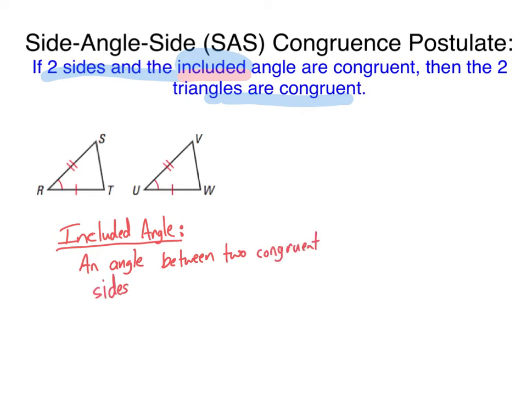So looking at our picture, notice angle R and angle U are between this side, which is congruent to this side, and this side, which is congruent to this side. That is an included angle. If it's not an included angle, it's not SAS, because then the A is not between the 2 sides. All right, so we'll talk more about SAS and the angle in a little bit, but same kind of deal.